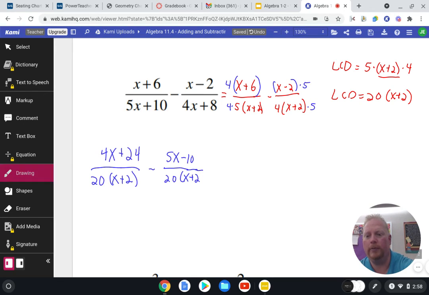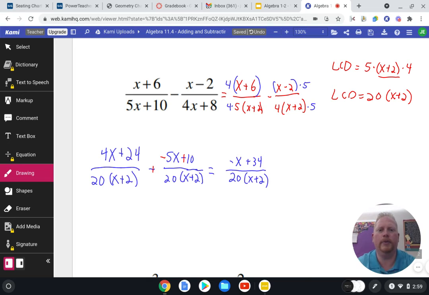However, this is a subtraction problem. So I'm going to distribute that minus sign and turn it into a positive. So that'll be a negative 5x plus 10. So my steps: make sure they've got common denominators, then go ahead and combine your numerators. So 4x minus 5x is a negative x. 24 plus 10 is a positive 34 over 20 times x plus 2.